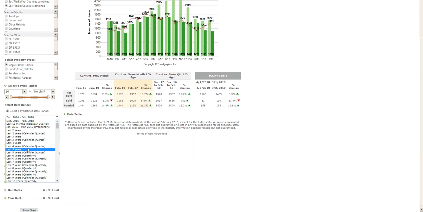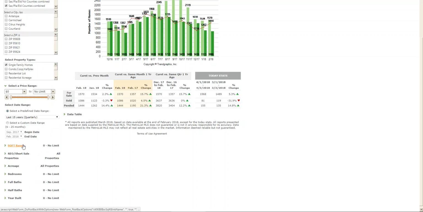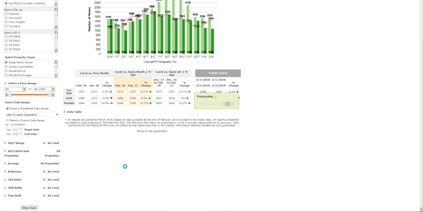Basically, I like to look at a 5 to 10 year to even 15 year range. And so I'm going to look at 15 years because it's going to encompass all the way back to 2003. So this way you can really see from the boom of the market through the bubble, through the crash, all the way to today. And we're going to look at no really particular square footage, short sale, REO. We're just going to look at all properties in this price range. So let's go to show chart.